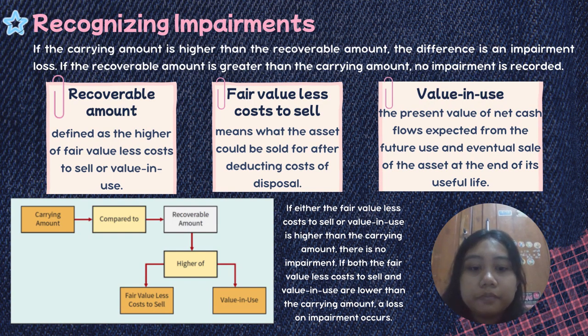And this is the flow. The carrying amount is compared to the recoverable amount, the higher of the two: fair value less cost to sell or value in use. So if either the fair value less cost to sell or value in use is higher than the carrying amount, there is no impairment. If both are lower than the carrying amount, a loss on impairment occurs.